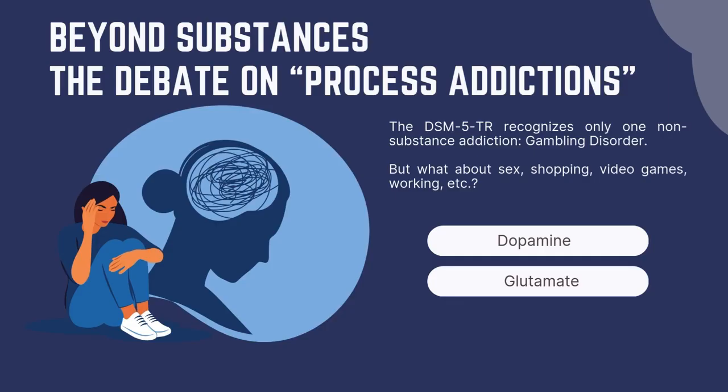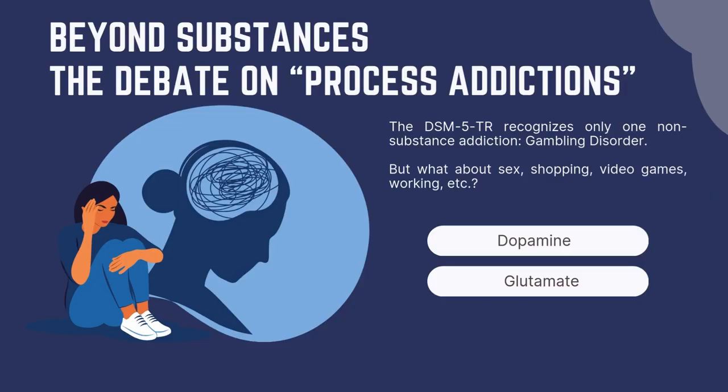So we've covered substances, but can behaviors be addictive too? And I know I already talked about the gambling disorder that's present in DSM-5-TR, and it's the only non-substance addiction that's present in the DSM-5-TR. So it follows the same structure for diagnosis as substance use disorder. So it's tolerance, withdrawal, and loss of control. It hijacks the dopamine system in the same way that substances do. But what about sex addiction, shopping addiction, social media addiction, workaholism, all of the other process addictions that you can think of? So process addictions are the things that we do that might seem addictive that don't involve substances.